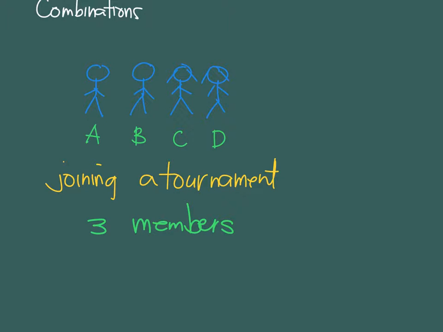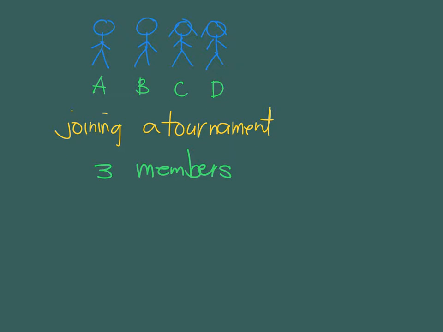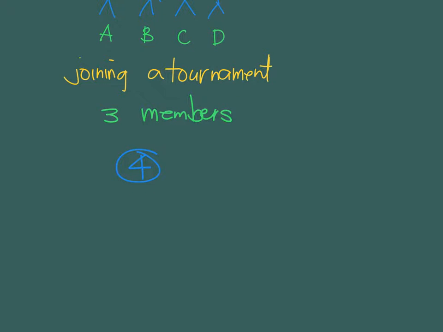So the problem of the coach now is to know how many possible combinations he can form to decide who to send to the tournament. So this is a question about combination. From four people, you're going to form three members. So basically you're taking three out of four. Okay, so how do we do this?